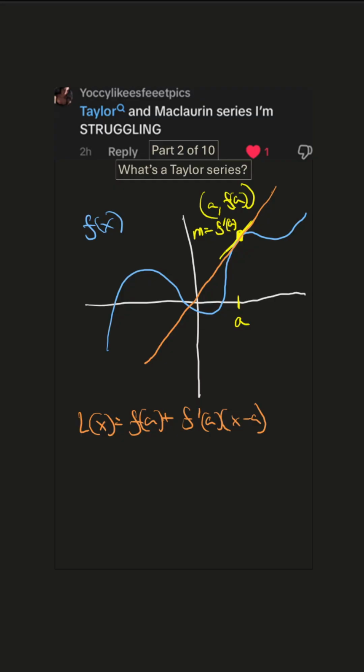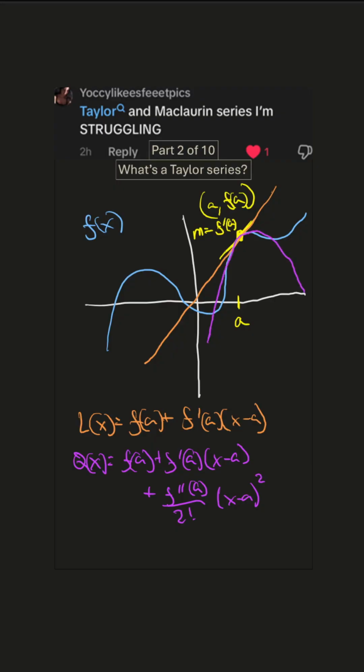But what if we do q of x equals f of a plus f prime of a times x minus a, but then we add another term plus f double prime of a over 2 factorial times x minus a squared. And we'll explain this formula in the next video, like where it comes from. Well, this one might follow the function a bit more closely. It might look like this, for example. So it's getting better. It's not perfect.